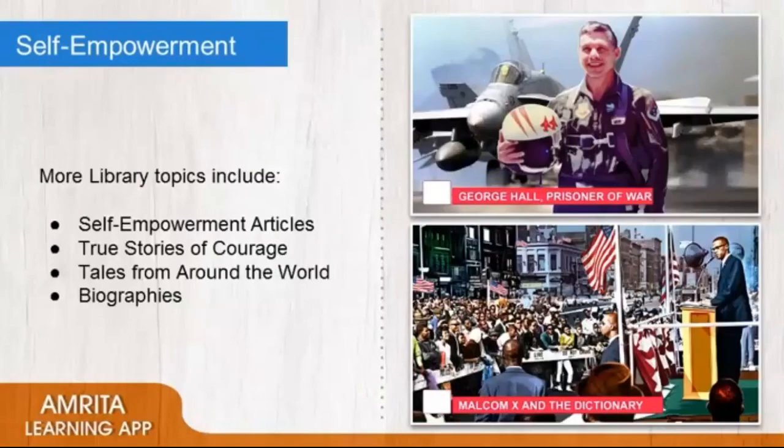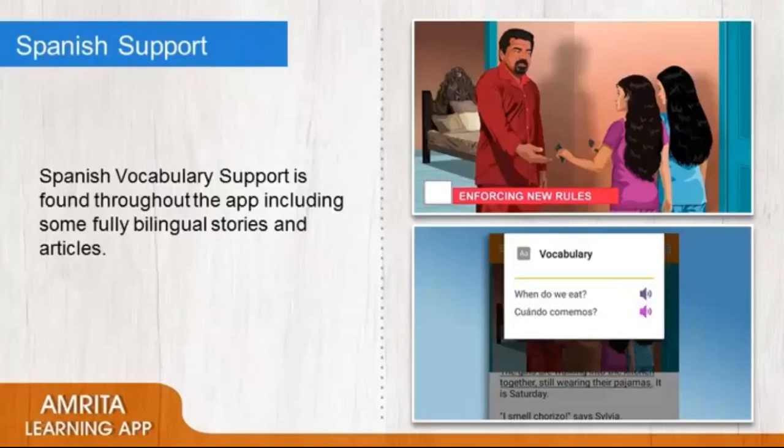We believe that literacy is not just about learning to read or getting jobs, but building optimistic adults with the strength to overcome difficult situations. Our stories are designed with this in mind. The library also includes self-empowerment articles, true stories of courage, and tales from around the world. The Spanish support is one of the most powerful features of the app for ESL learners. All content has Spanish vocabulary support with some fully bilingual stories and articles.